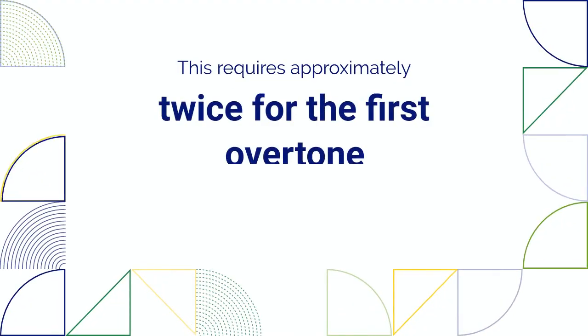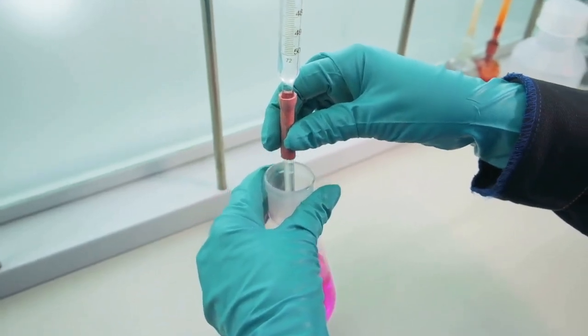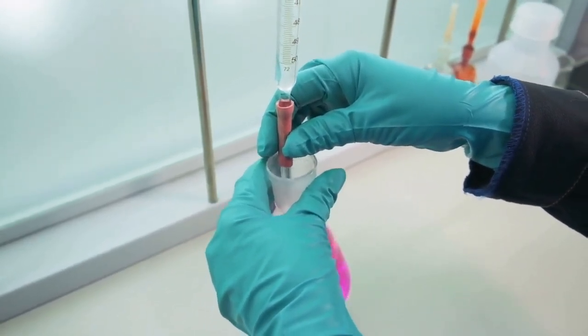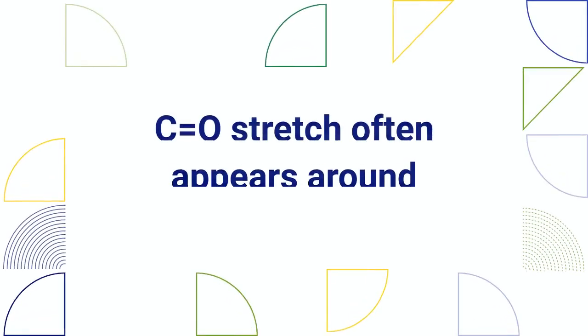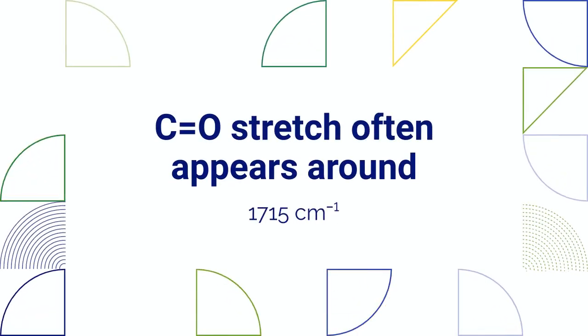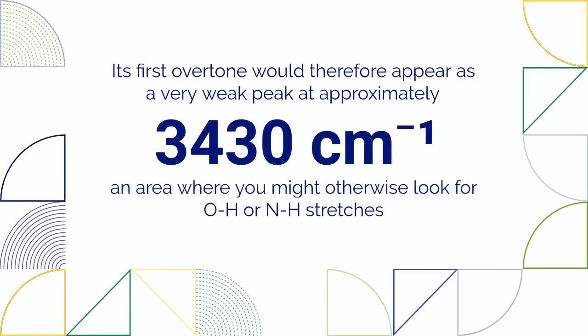This requires approximately twice, for the first overtone, or 3 times, for the second overtone, the energy of the fundamental transition. Because frequency is proportional to energy, this means the overtone peak will appear at roughly double or triple the wavenumber of its fundamental peak. For instance, a strong carbonyl, C=O, stretch often appears around 1715 cm⁻¹. Its first overtone would therefore appear as a very weak peak at approximately 3430 cm⁻¹, an area where you might otherwise look for OH or NH stretches.